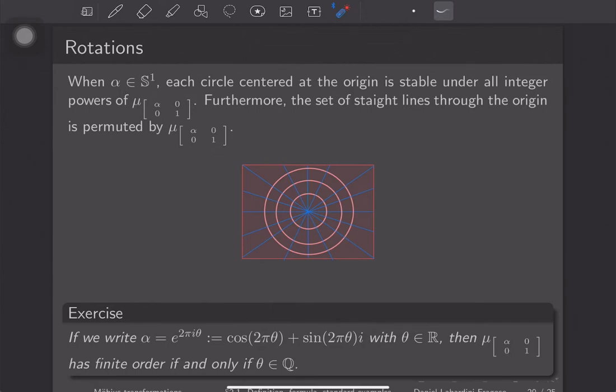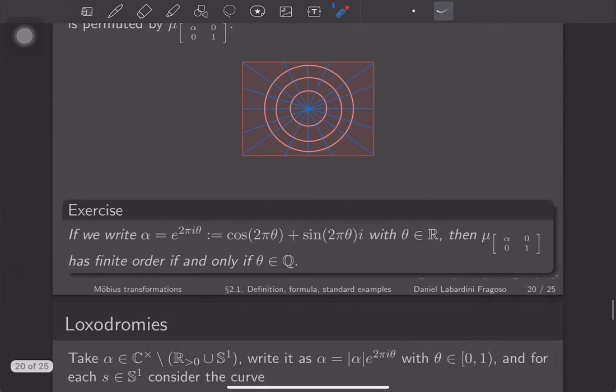Any circle centered at the origin is stable under rotation. And now, if I take the straight lines through the origin, or if you want a positive ray, its image under rotation is another positive ray. Or take a straight line through the origin, its image is another line through the origin. So I have my two families of curves. And again, if I exclude the fixed points, which are zero and infinity, every point in C bar minus the fixed points lies on exactly one member of the family for each of the two families. Okay, so I obtain again two foliations of C bar minus the fixed points. Some exercise, right? Rationality of the rotation.